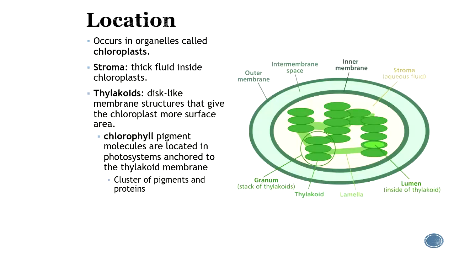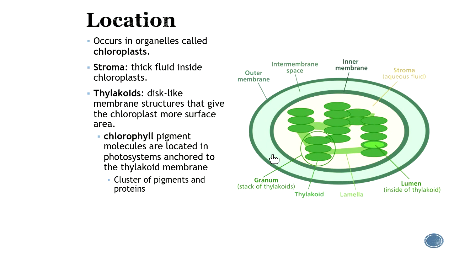So location, location, location. This is happening all in the chloroplast. So let's remind ourselves of the anatomy. You have your outer membrane and then your inner membrane. Now in the inner membrane, you also have these stacks of thylakoid. They kind of look like little coins stacked on each other. This is where we're going to have the light reactions happen.